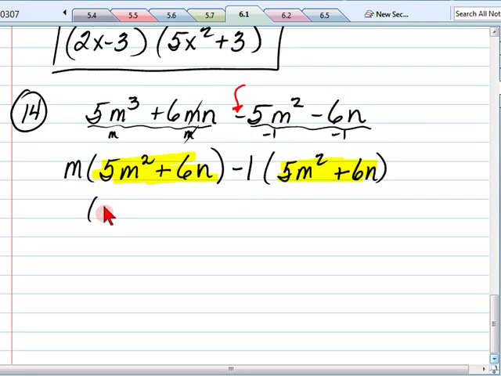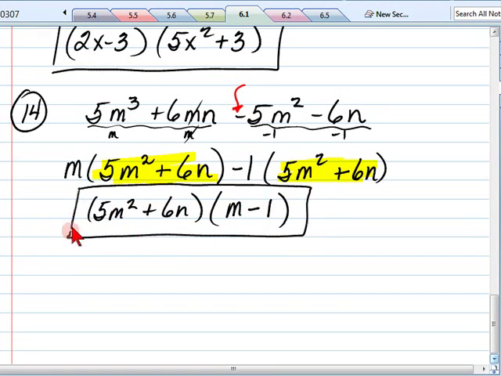Okay, greatest common factor, 5m squared plus 6n. And what's it times? M minus 1. And how could you check it? FOIL.